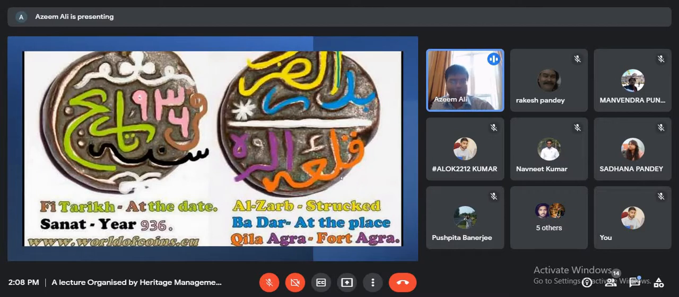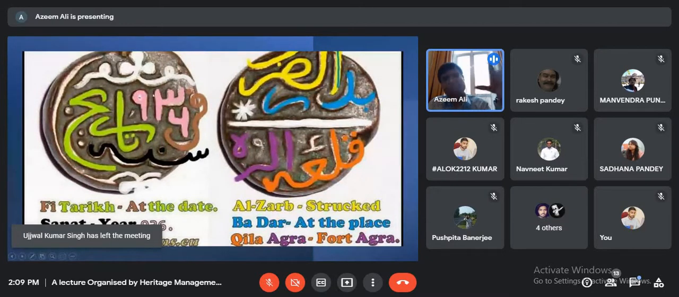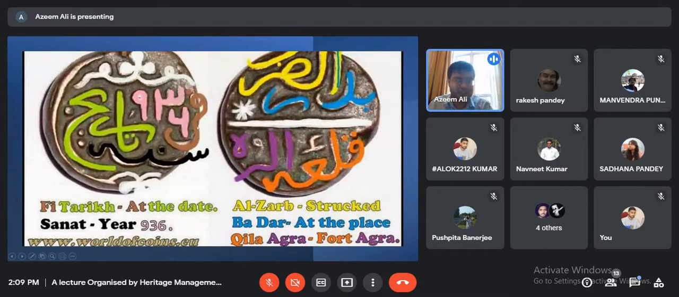And here is one of the bronze coins. I got this from a forum, and I found this image particularly helpful because you can visualize what's actually written. So you can see Fi here, and then Tarikh here, and then the year here, which is Sanat, and then you can see the numerals, which is 936. And then here you can see, in Arabic, Al-Zarb, Ba, and then here, Qila, and then Agra here. So it's quite helpful to visualize what's written on the actual coins.